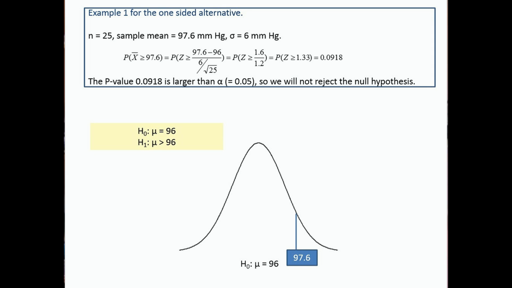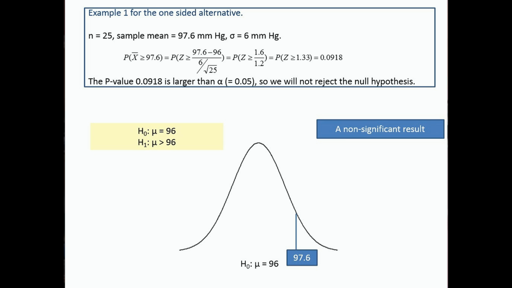This will lead to a z value of 1.33. From table A1 in Kirkwood and Sterne, we find the probability 0.0918. We compare this p-value to our significance level alpha. Because 0.09 is larger than 0.05, we cannot reject the null hypothesis. We say we found a non-significant result.